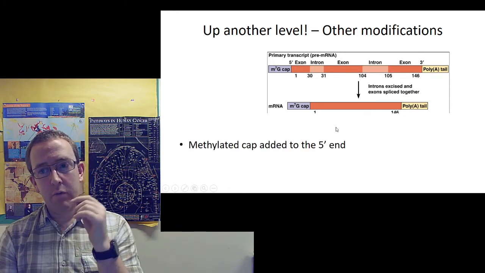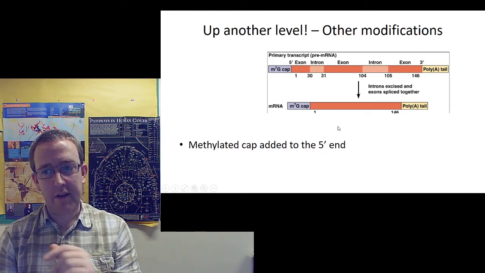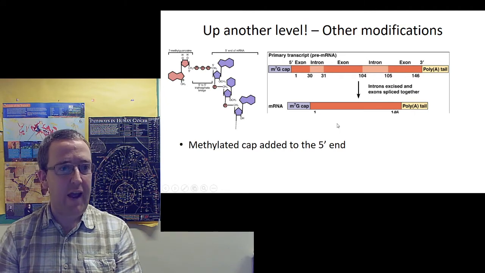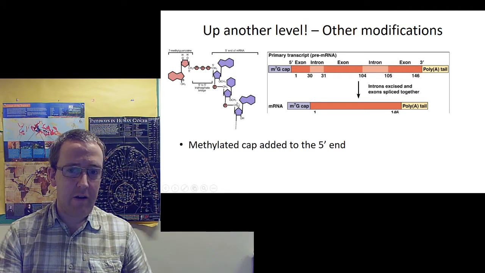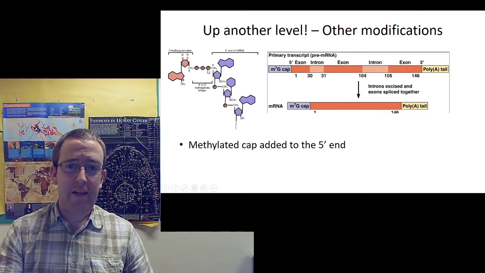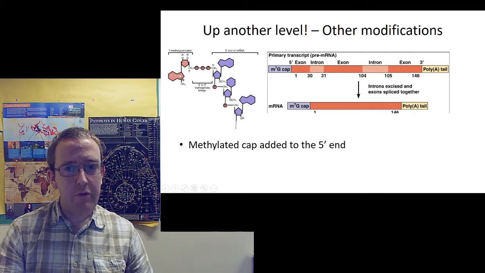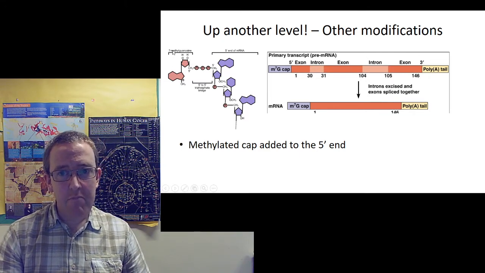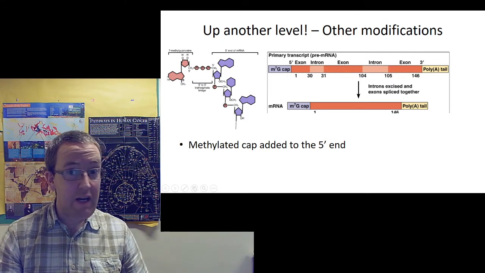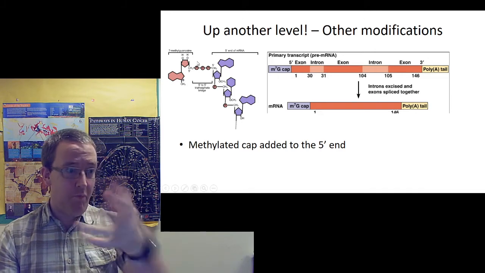Okay, so the first thing that happens is a methylated cap gets added to the 5' end, and that looks like that. So this is standard RNA, as you can see, a lovely chain there, nice and ordered. And then this mangled, garbled thing is basically a backwards base. It's a heavily methylated version of the G base that gets added on backwards.